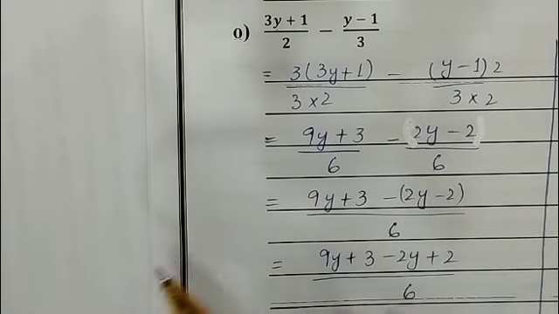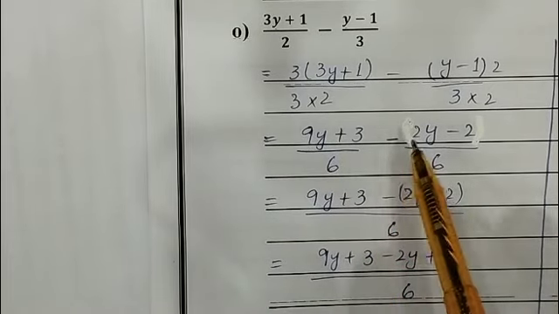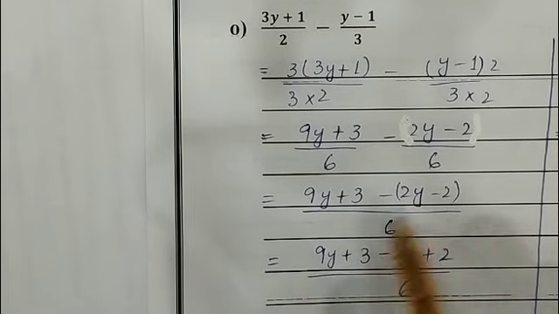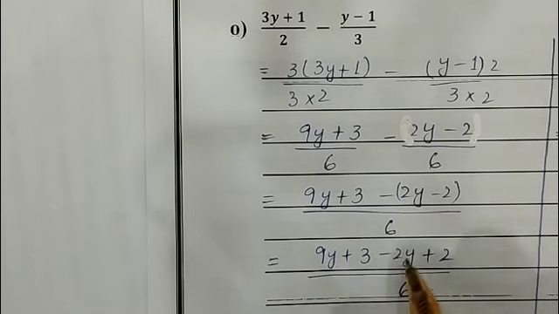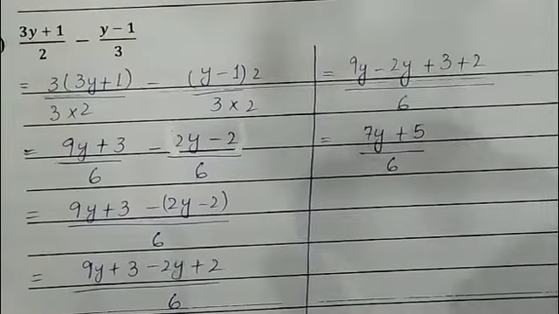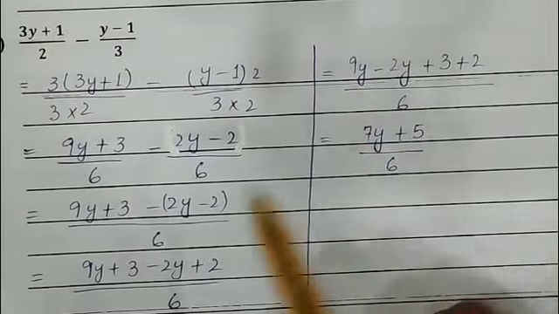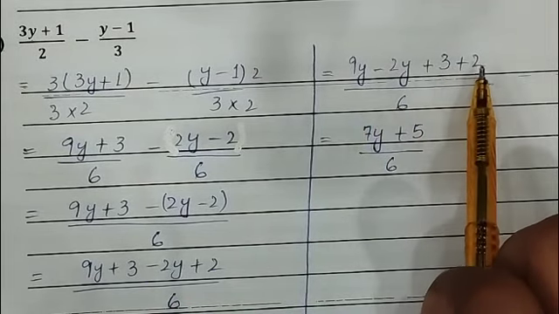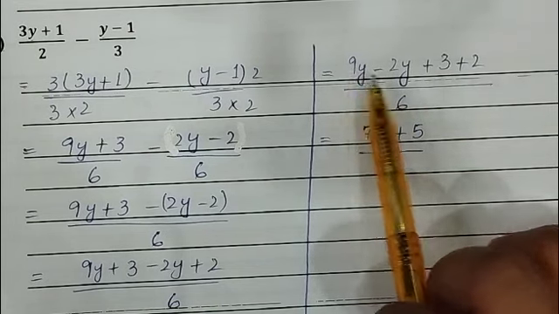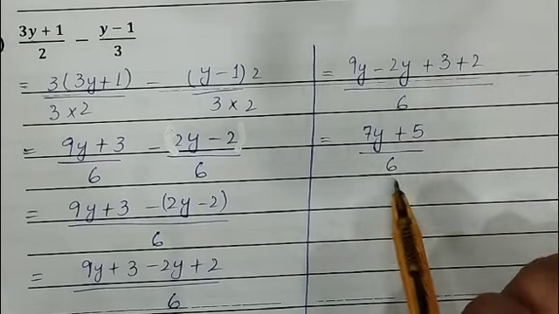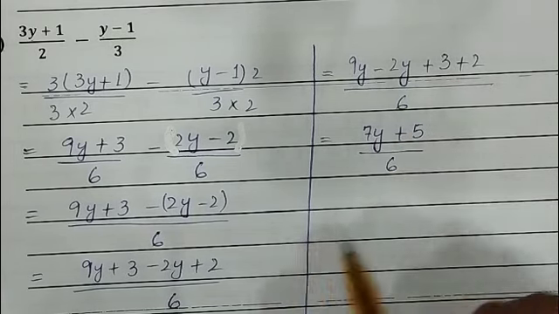Now in the next part, as we have already done, we write the denominator one time, write this term as it is, and with the minus sign write this term inside the brackets. Now multiply this minus sign inside the bracket, so 9y plus 3 as it is, then minus 2y, and minus minus is plus, so plus 2, divided by 6. In the next step, I have arranged the variable terms first and then the constants. So 9y minus 2y and plus 3 and plus 2. 9 minus 2 is 7y, and then 3 plus 2 is 5, divided by 6. So (7y plus 5) divided by 6 is your answer.